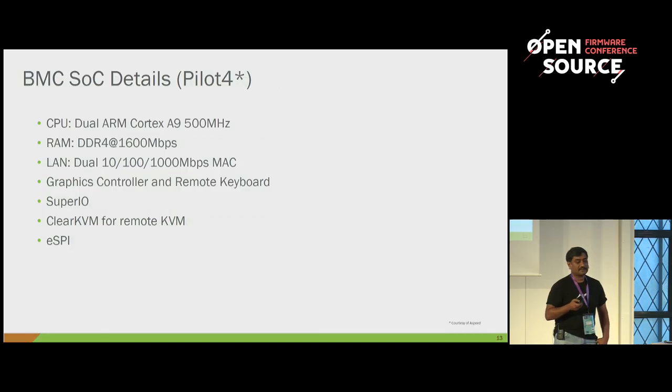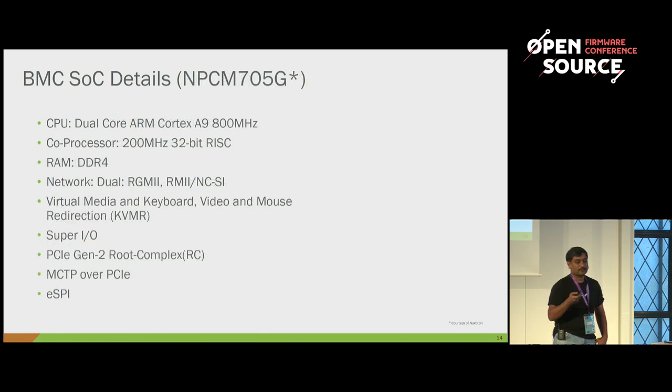So this is another standard controller, like Pilot 4. This used to be a company called Emulex, and now it is owned by Aspeed. This also you can see has an ARM core running at 500 megahertz. It's pretty much an A9 processor. So you can see the sophistication of the BMC chip itself. This is one more from Nuvoton. Again, dual core, A9.